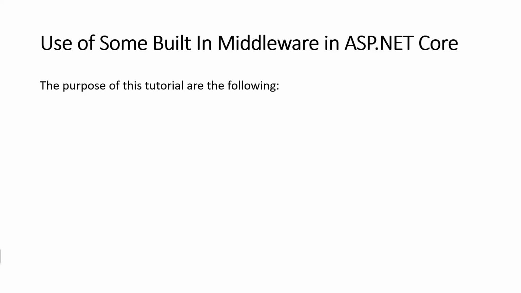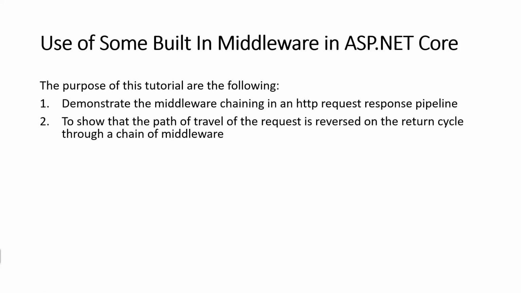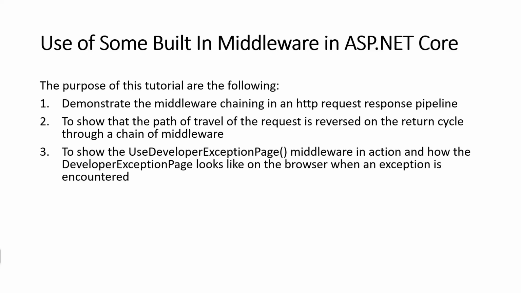Welcome back. Today we are going to look at some built-in middleware in ASP.NET Core. The purpose of this tutorial is the following. It will demonstrate middleware chaining in an HTTP request-response pipeline, and show that the path of travel of the request is reversed on the return cycle through a chain of middleware. It will also show the UseDeveloperExceptionPage middleware in action and how the developer exception page looks in the browser when an exception is encountered.